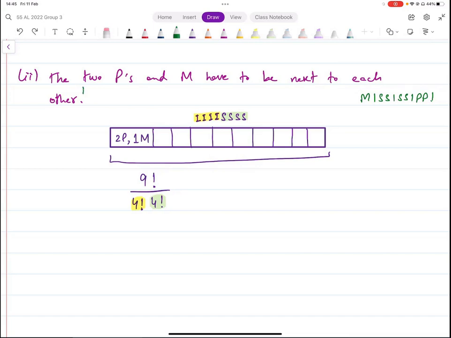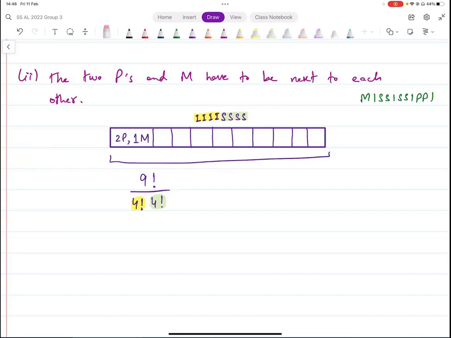Now it says 2 P's and M. So basically there is one M. They have to be next to each other, so they should be together like this. They can be, for example, PPM, PMP, or MPP. They have to be together. No other letter can come in between them.